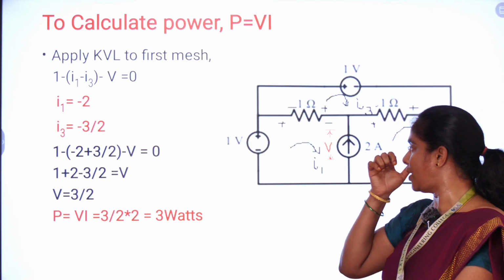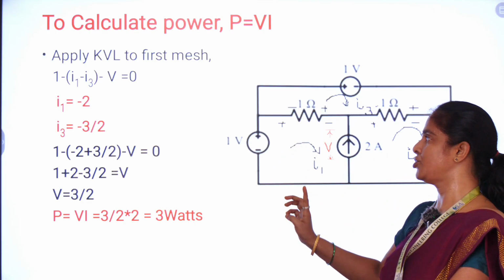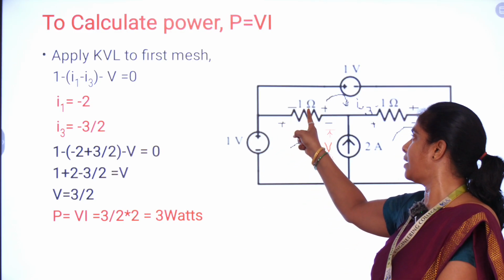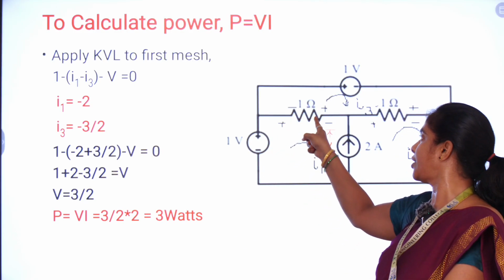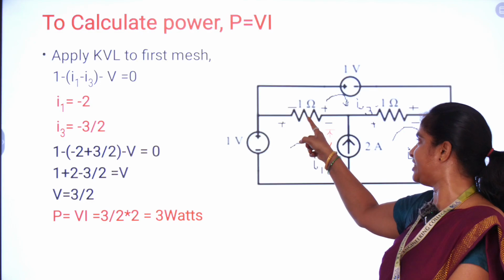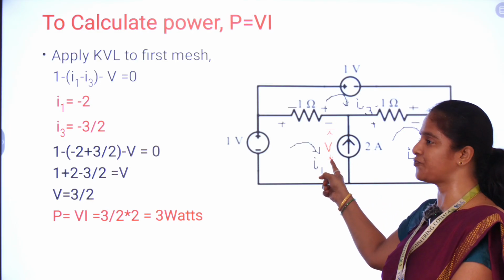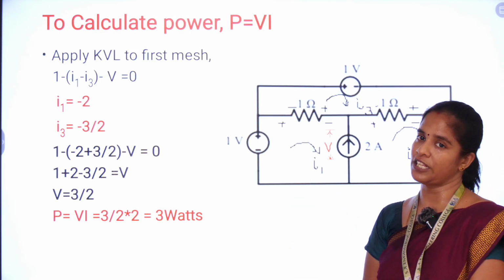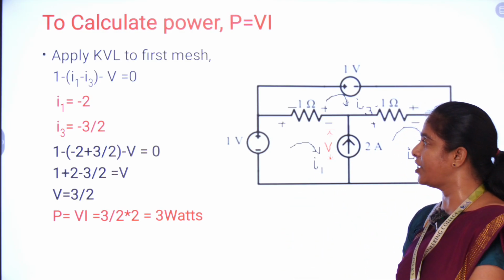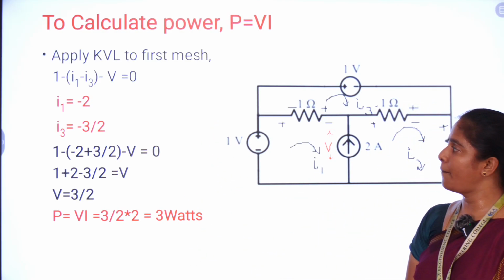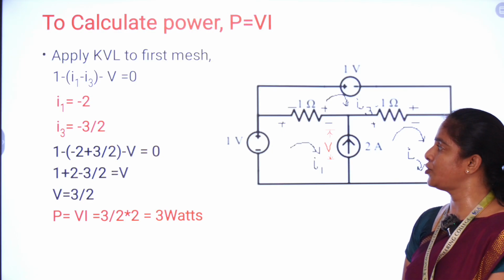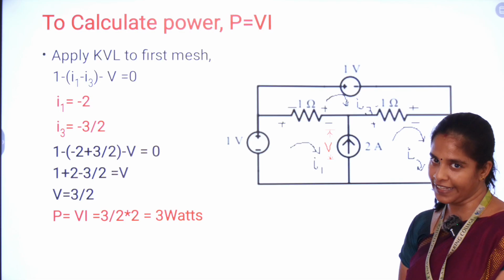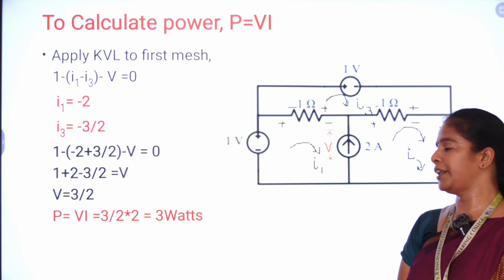So by applying KVL to this particular mesh, we are going to get the equation as 1 into the current component I1 minus I3, and then minus V. As the current is flowing from higher to lower potential, we are representing the voltage as minus V. But now we have the values of current components I1 and I3. By substituting I1 and I3 in the above KVL equation, we are getting the value for V as 3 by 2.